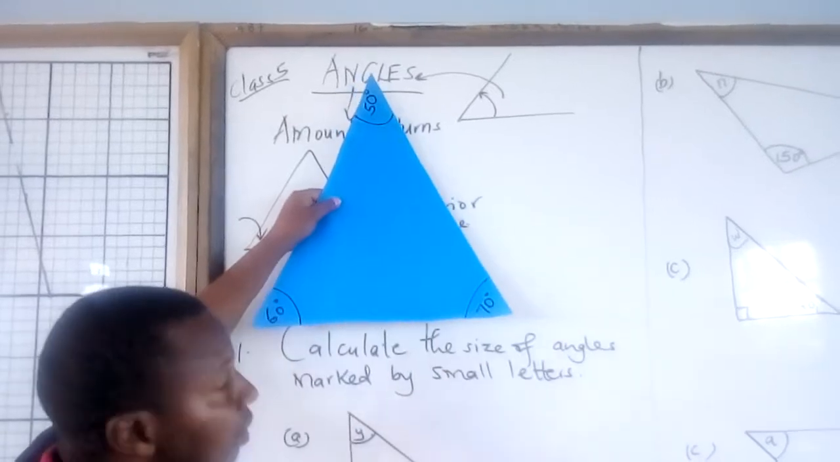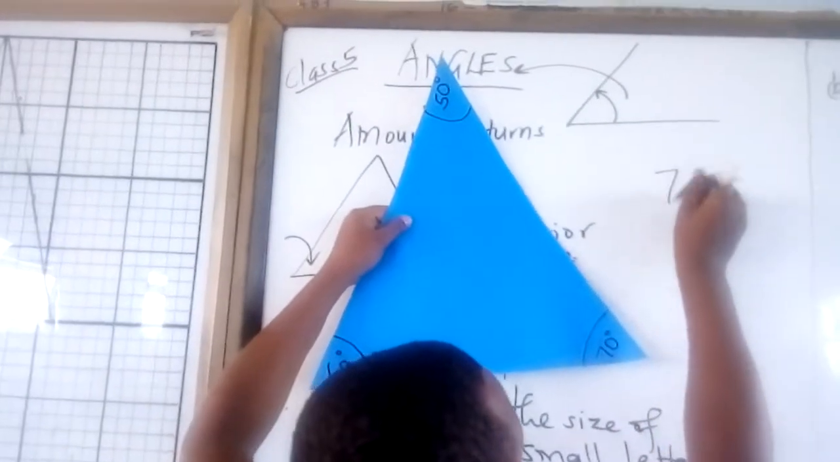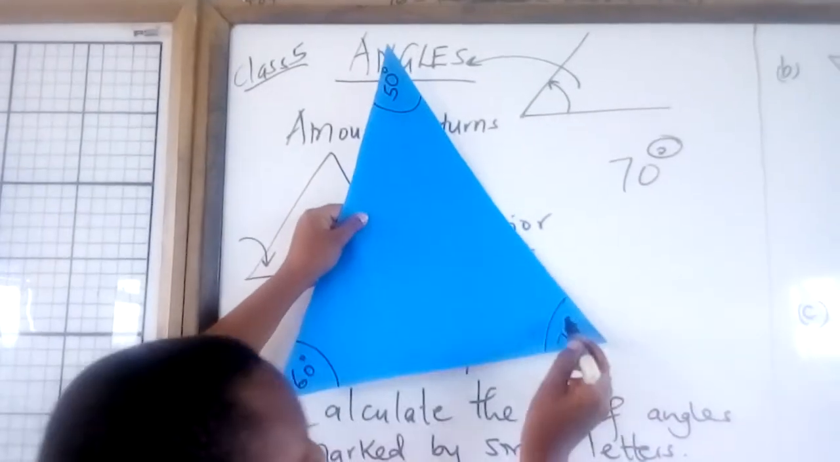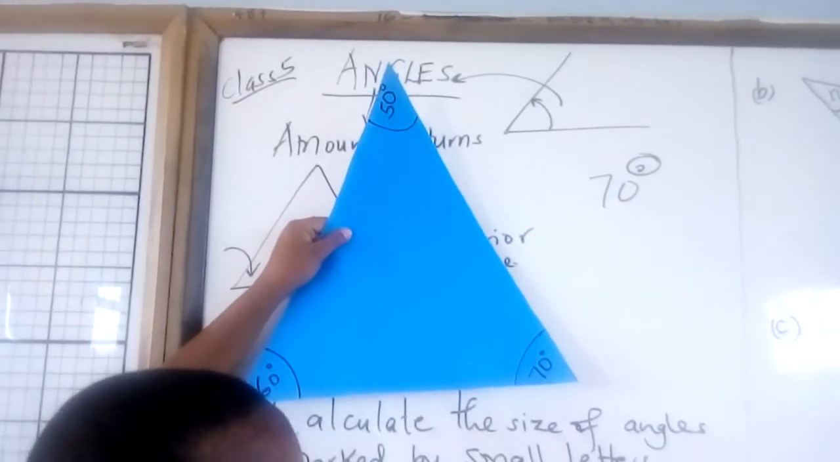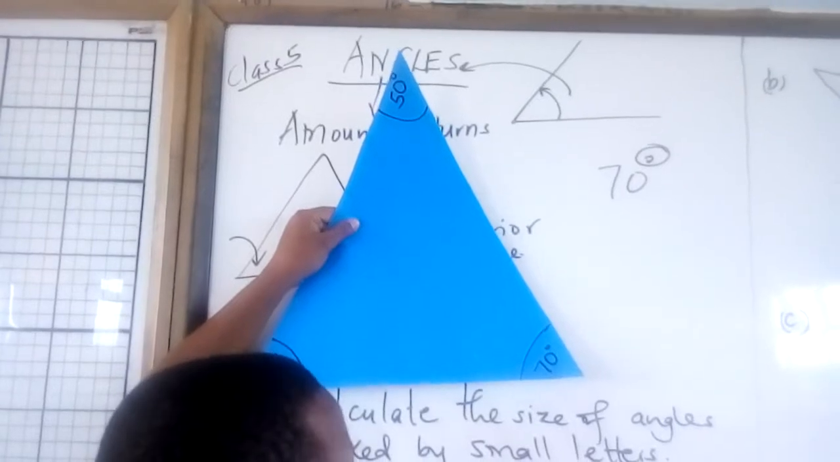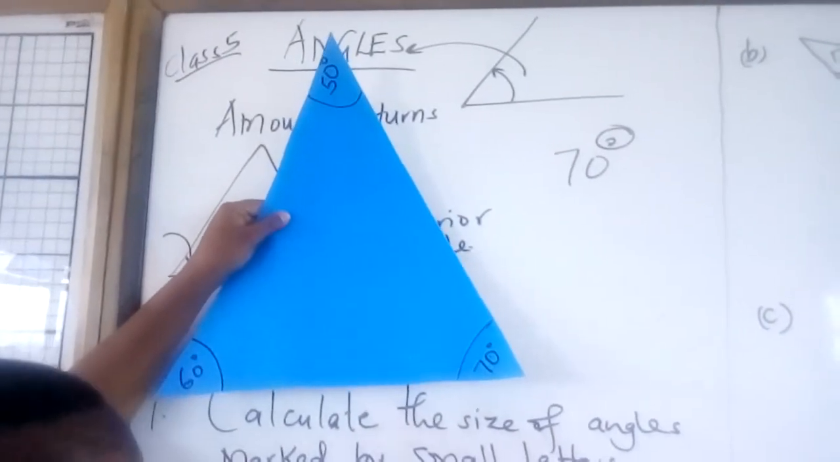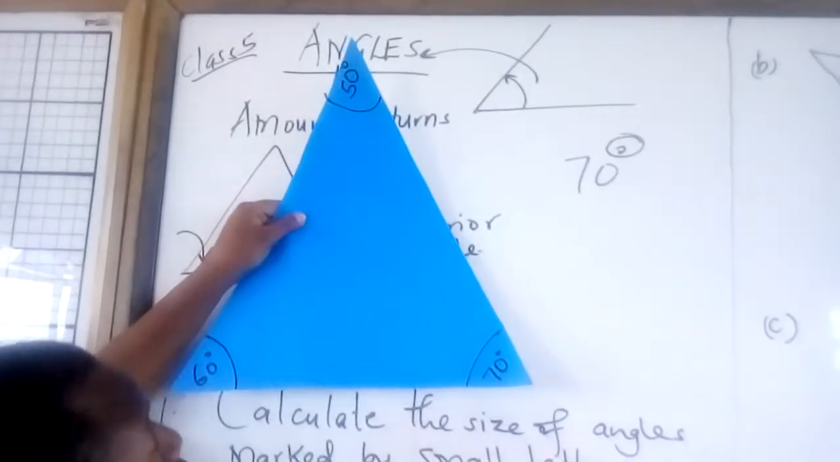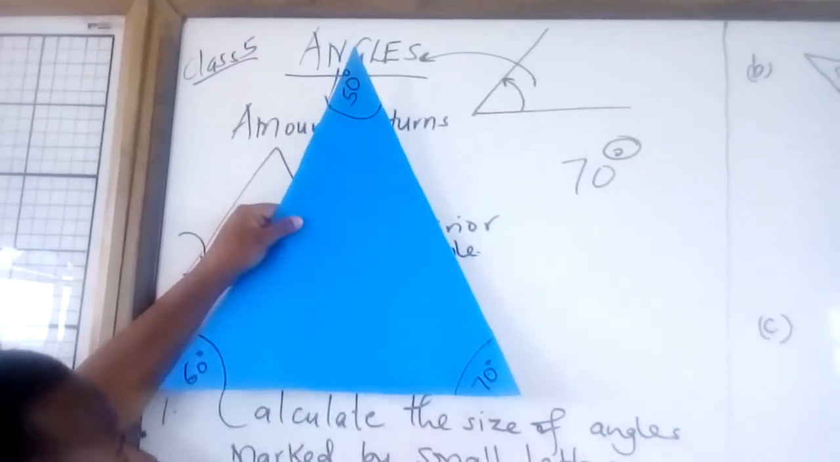This angle here is 70 degrees. Angles are represented by degrees. Degrees is this sign here, a small zero at the top. That is the one that means degree. It is the sign of degree. So my angle here is 70, this other angle here is 60, and the other top angle is 50. We want to find out what happens to these angles.